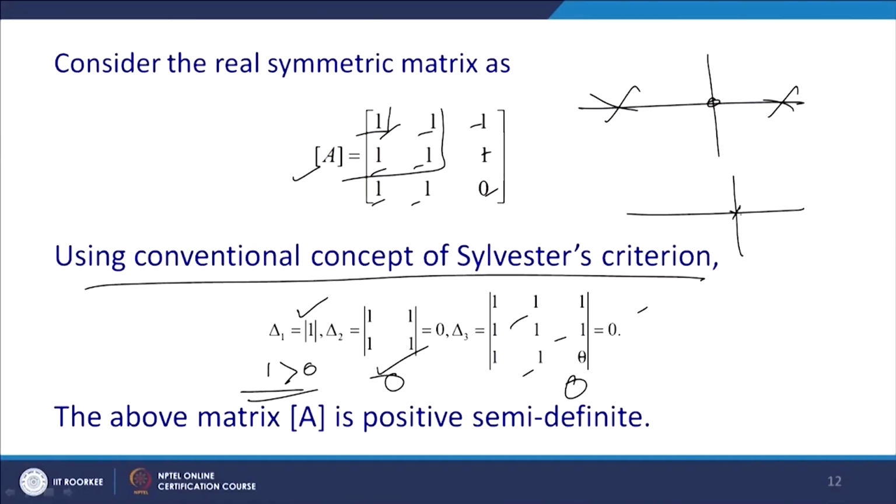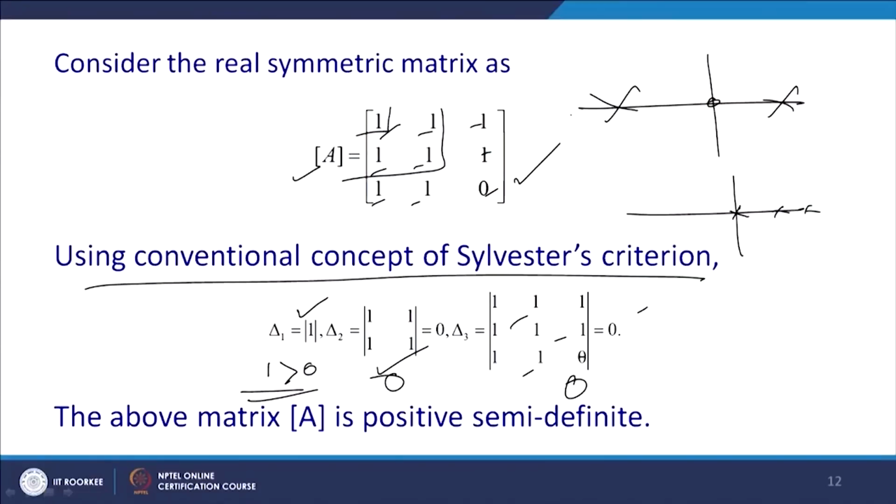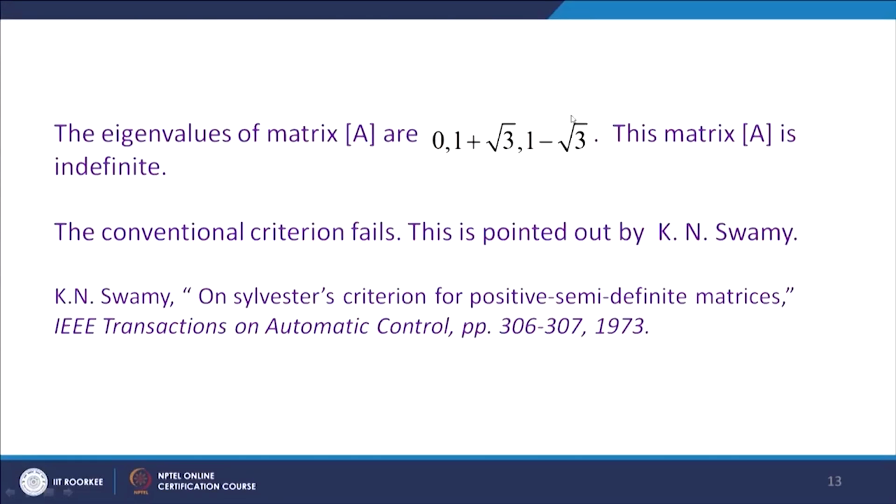As definiteness is concerned with the eigenvalues, we have seen that if this matrix is positive semi-definite, then all eigenvalues must lie on the right side of the S plane, with one eigenvalue at the origin and the remaining eigenvalues on the right side of the S plane. Then this condition is satisfied. Now, we just calculate the eigenvalues of this matrix A. The eigenvalues of matrix A are 0, 1 plus root 3 and 1 minus root 3.